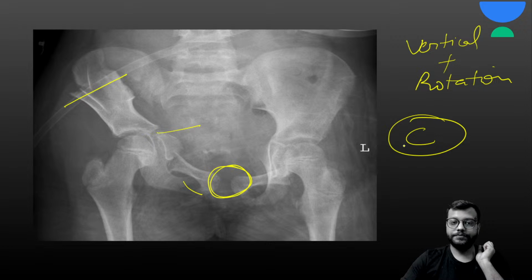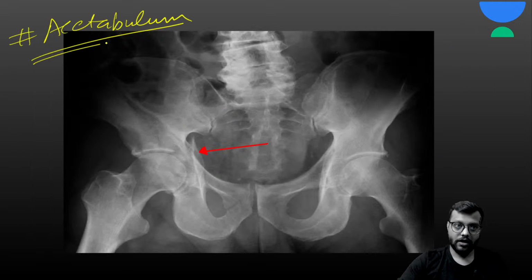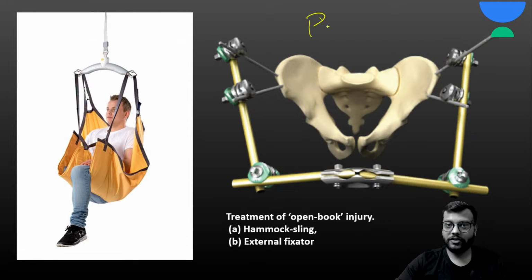What is this? This is fracture of anterior superior iliac spine, very important. And see, this is fracture of acetabulum. What is this? This is fracture of acetabulum. And here you can see there is an important sling which is used for the treatment of pelvic fractures, especially the pelvic diastasis, and this is called as hemlock sling. Okay, this is called as hemlock sling. You should remember the name and the photo.